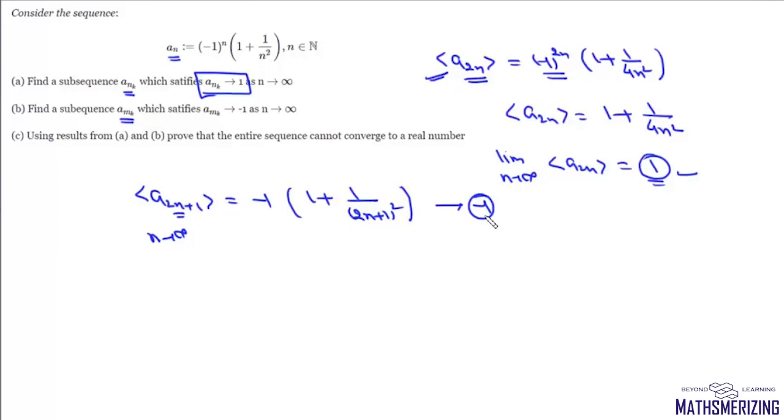Now since two subsequences of a given sequence converge to two different limits, that means this entire sequence cannot converge to a real number. That is, the sequence an is not a convergent sequence.